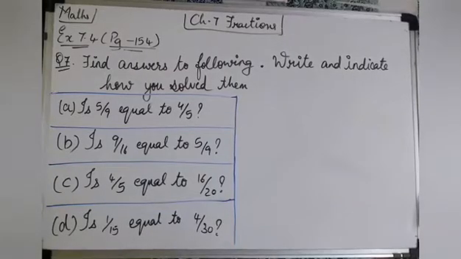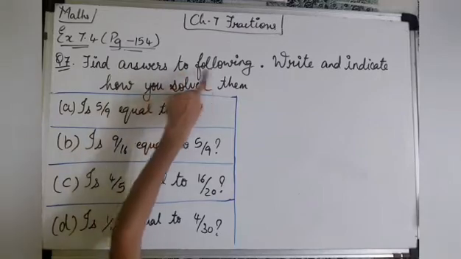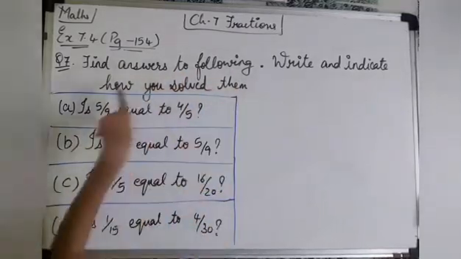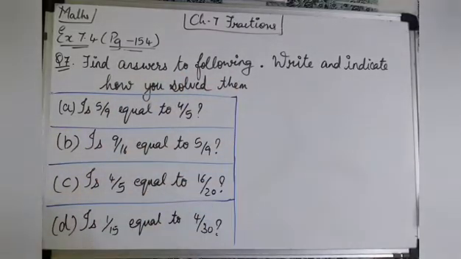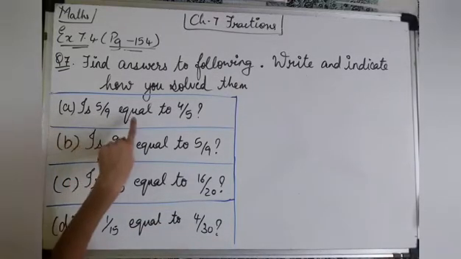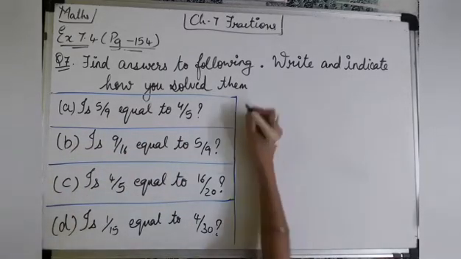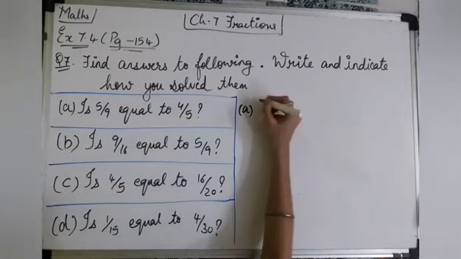In question number 7 of exercise 7.4 from page number 154, the question is: find the answers to the following. Write and indicate how you have solved them. So here you have to indicate how you have solved them. They are telling: is 5 upon 9 equal to 4 upon 5? They are asking us whether 5 upon 9 and 4 upon 5 are equal. So for that we have to solve it.